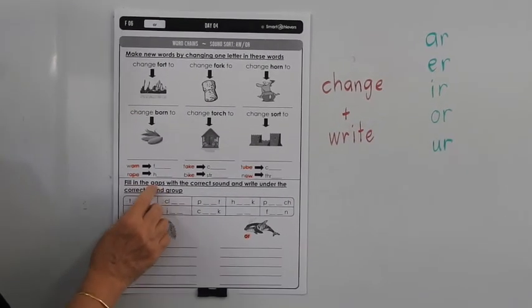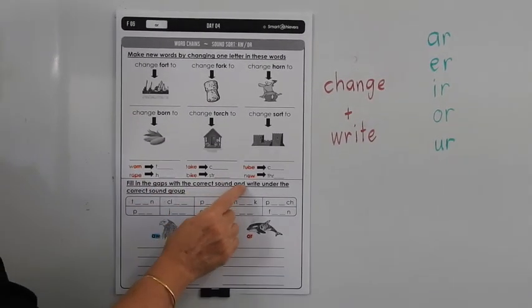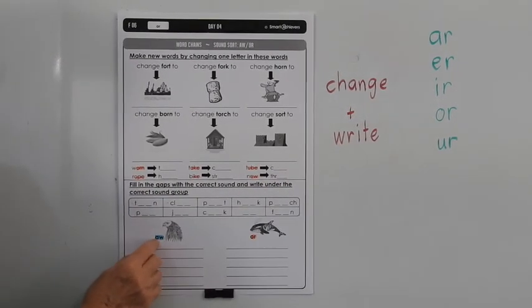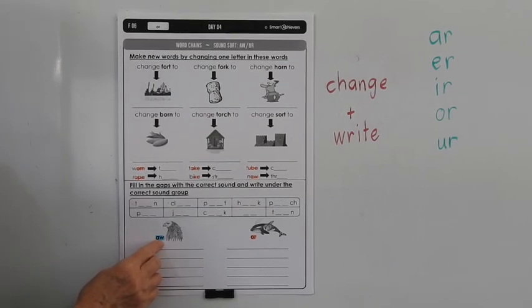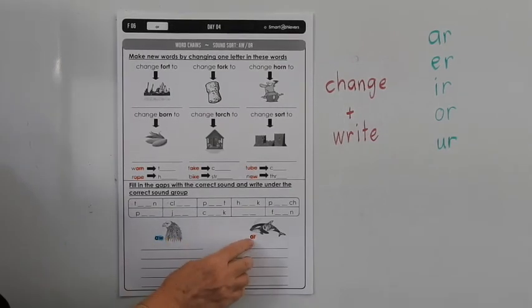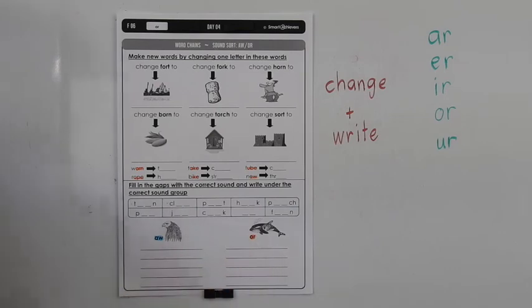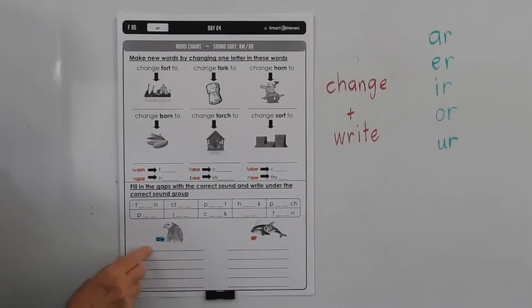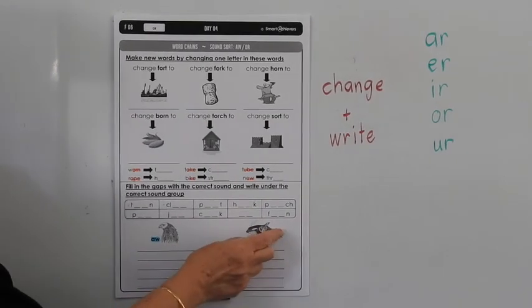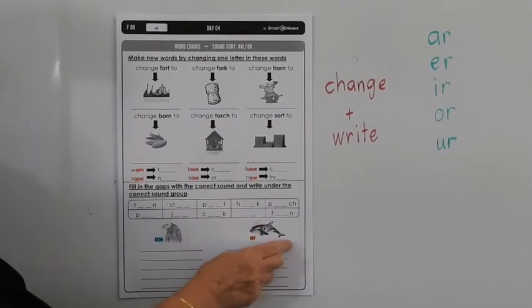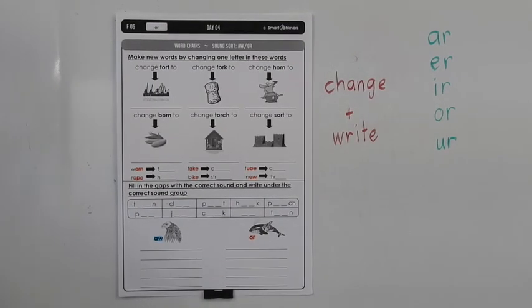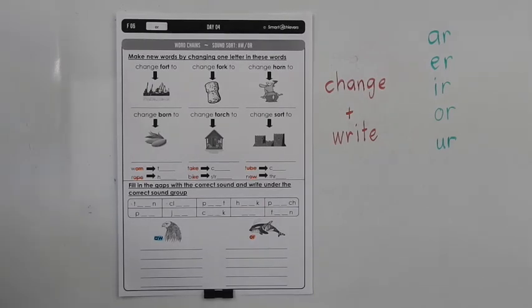Down the bottom it says fill in the gaps with the correct sound and write under the correct sound group. So we've got OR, you've already learned AW can make the OR sound, and now we're learning OR can make the OR sound. So what you have to do in your head is organise all the AW for the OR sound words together and all the OR for the OR sound words together in your head, so you know which one to use in a word. Okay, so we've got AW and OR for the OR sound.